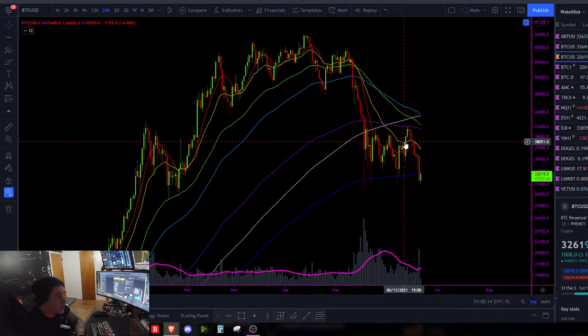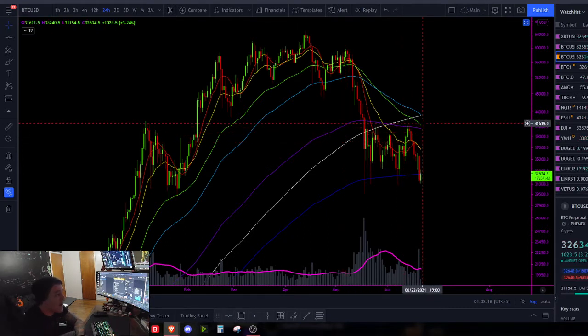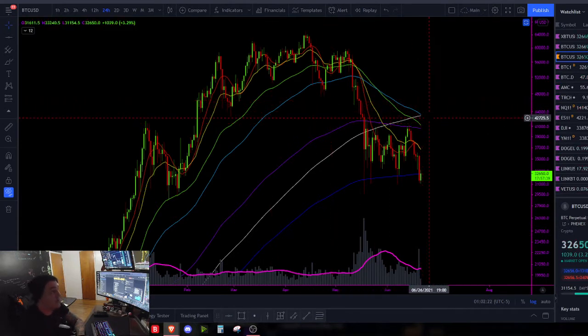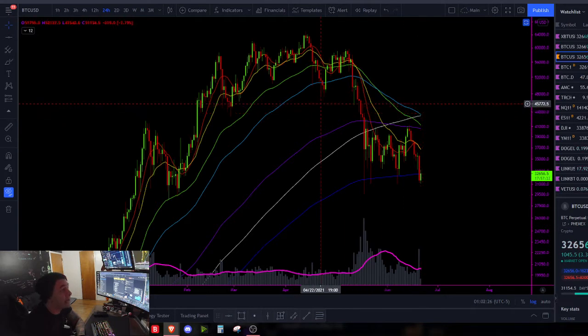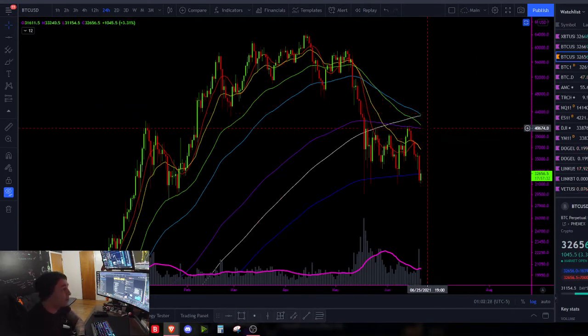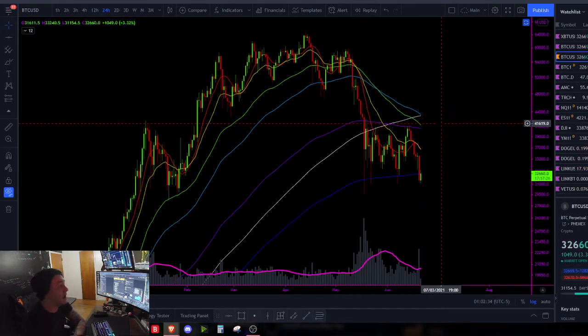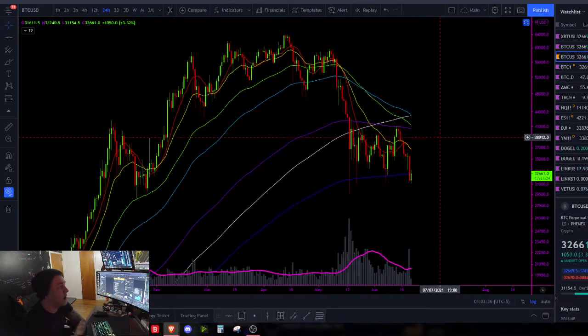The yellow 21 is the average price for a 21-day period. The green 55 is the average price of an asset for a 55-day period. Cyan 89 is the average price of an asset for an 89-day period. Purple 200 is the average price over a 200-day period, so on and so forth.